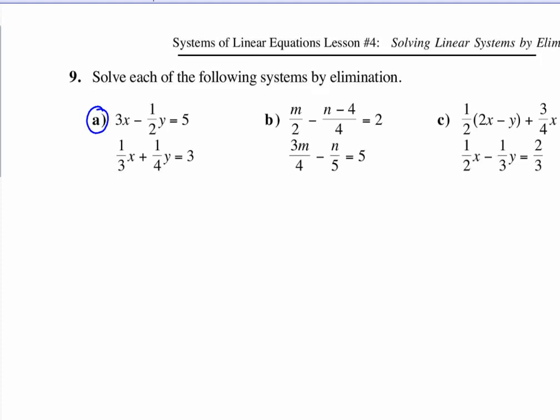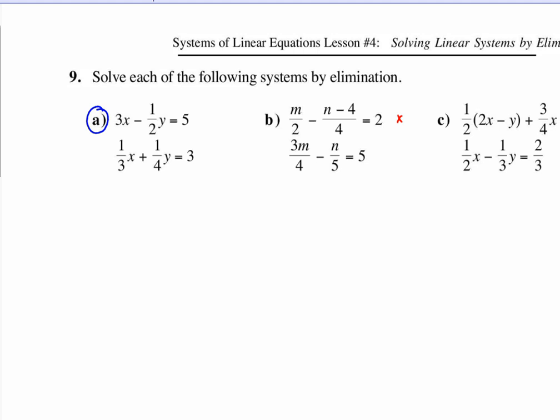So my recommendation is when you approach something like this, get rid of the fraction first. So just worry about getting rid of the fraction. I'm going to look at 9B for a second, so that you have a guideline for 9A. If I look at the denominators 2 and 4, what would I multiply this equation by to get rid of the fraction? What's the LCD of 2 and 4? Lowest common multiple, or LCM?